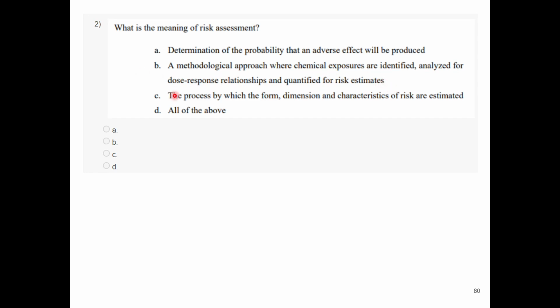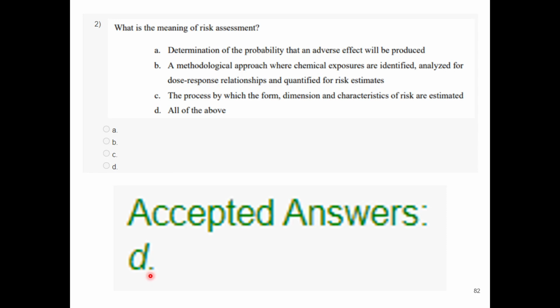So this is also correct. Okay. So A, B, C all are correct. Therefore, D, all of the above, is the correct option.